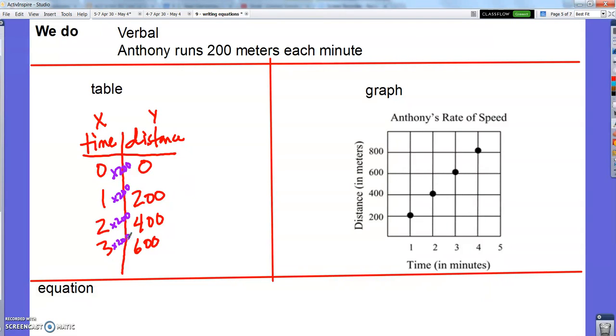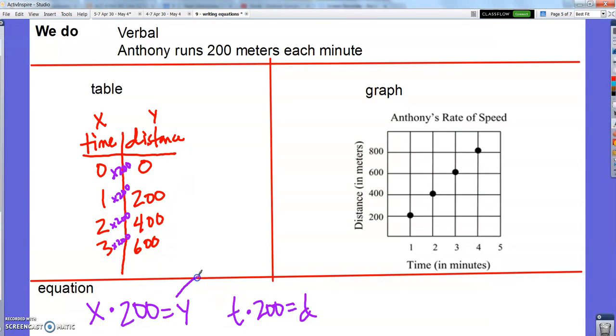1 times 200 is 200, 2 times 200 is 400, 3 times 200 is 600. So no matter what I do, I can take the x, multiply it by 200, and get the y. Or if you want to use, say, t and d, so you remember what they are, I can say I take the t, multiply it by 200, and I get the d. In any case, I just have to multiply one variable by 200 to get the other.